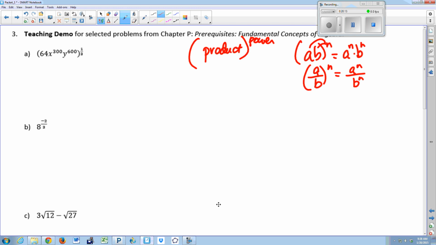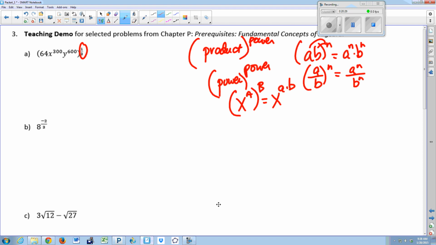Within the product, you have what's called a power raised to another power. So that would look something like this. X to the A raised to the B is x to the A times B. So you've got two properties going on here, and then you've got to deal with this rational exponent. So the first thing you do is you distribute that exponent to each one of these factors. So you have 64 to the 1/2 times x to the 300 raised to the 1/2.